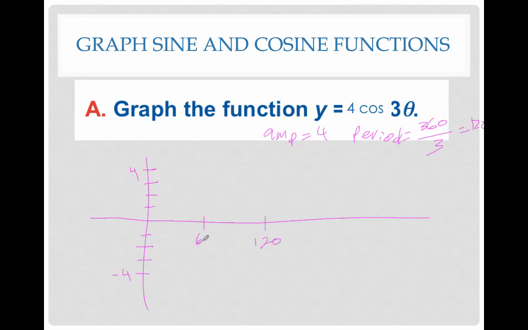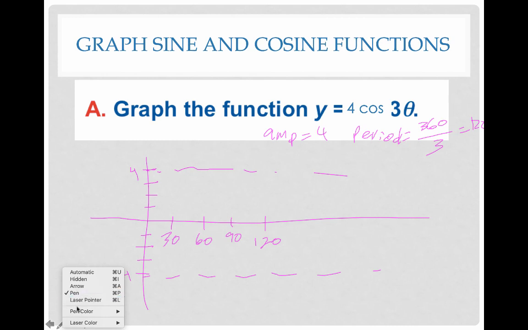Half of 120 is 60. Half of a half, 30. And then I can figure out that 90 would need to go there. So these are great to write like this. Here's my maximums. Here's my minimums. Here's the thing, people. Here's the thing. Cosine, you got to pay attention.